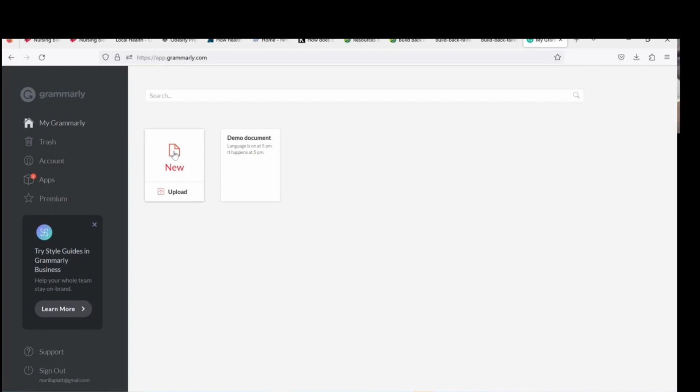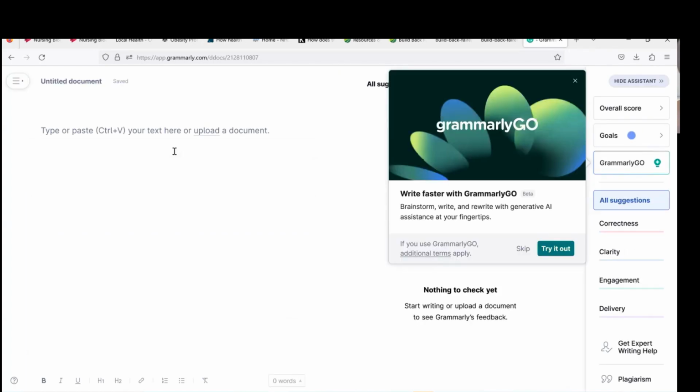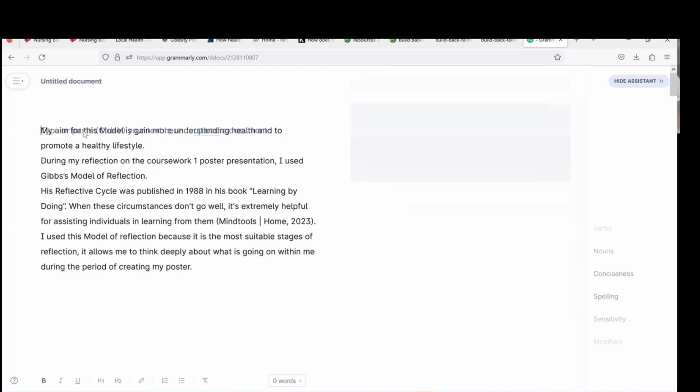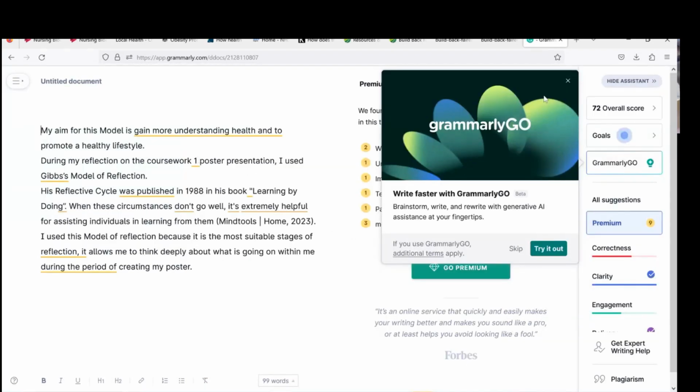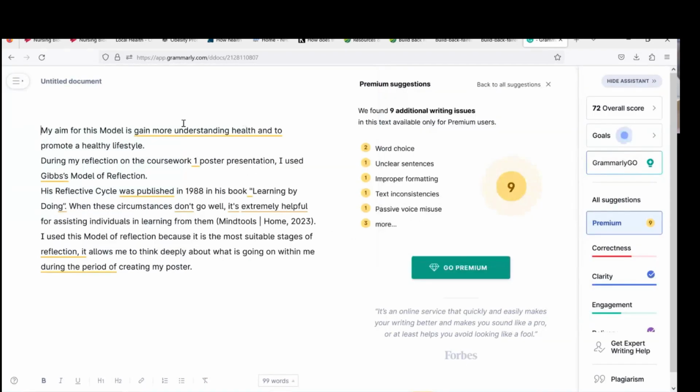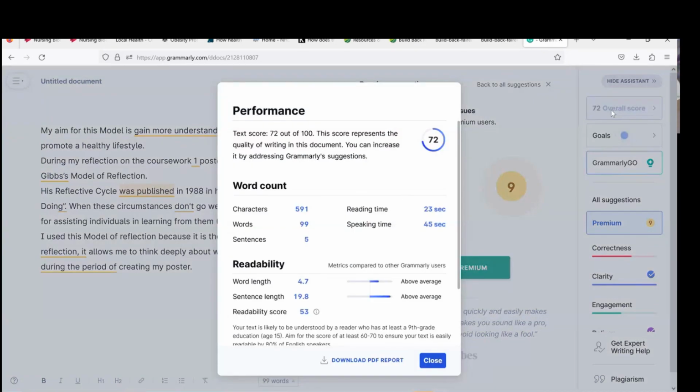And then you can click on a new document and put your content in here. And then it would tell you how much is wrong. So here, for example, we see this one is wrong, and this one is wrong, and this one is wrong. You got an overall score of 72.